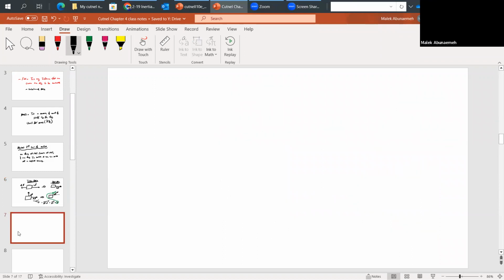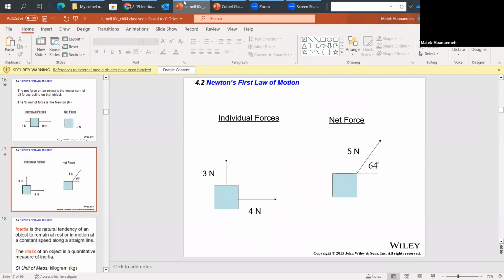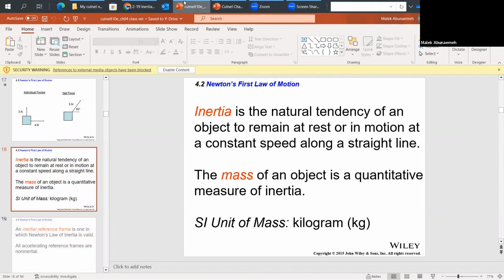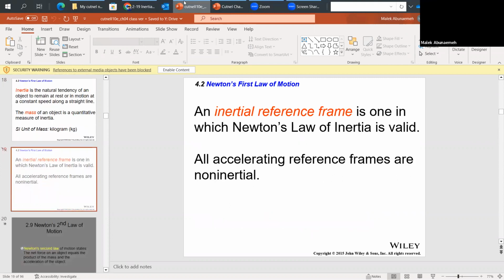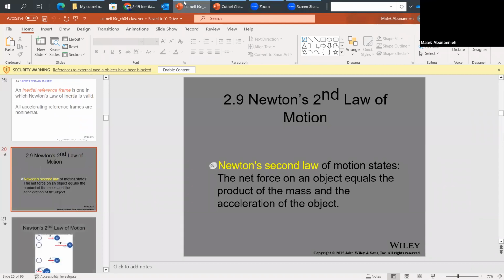Now, inertia is the natural tendency of an object to remain at rest or in motion at a constant speed along a straight line. The mass of an object is the measure of that inertia, and we use kilograms as the unit for mass. Now that brings us to Newton's second law of motion, which states the net force of an object equals the product of the mass and the acceleration of that object.